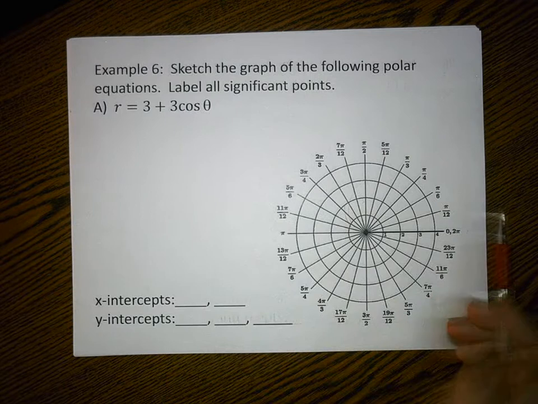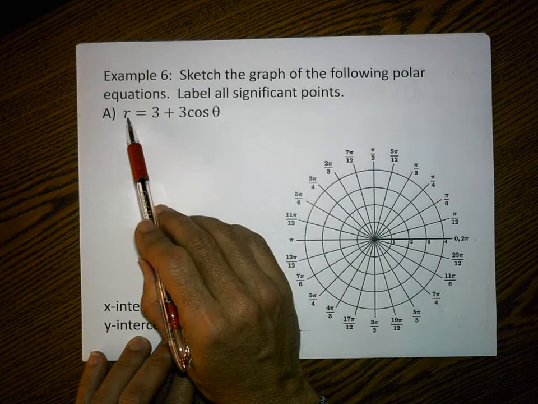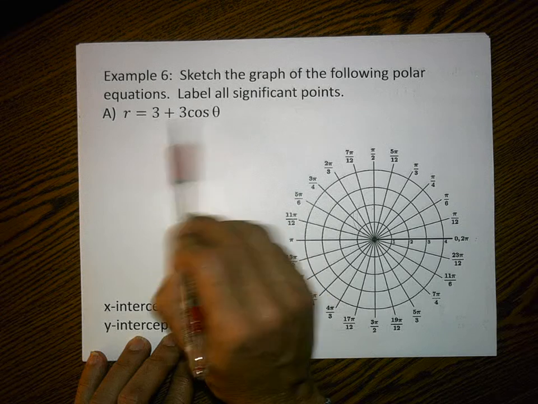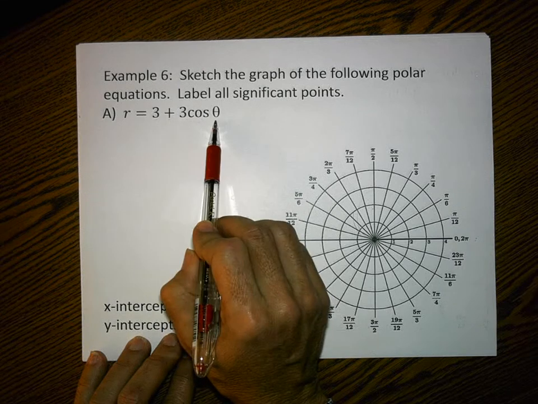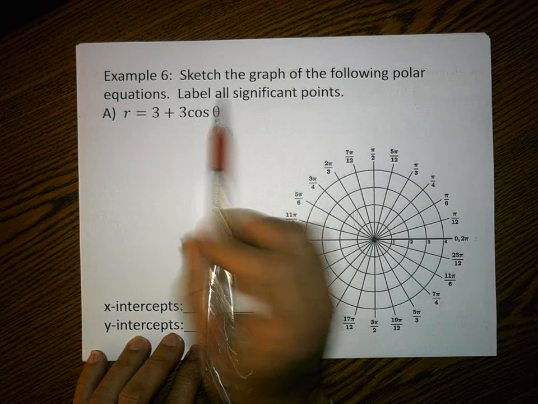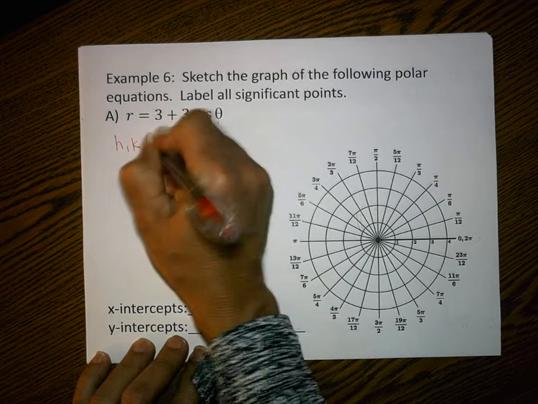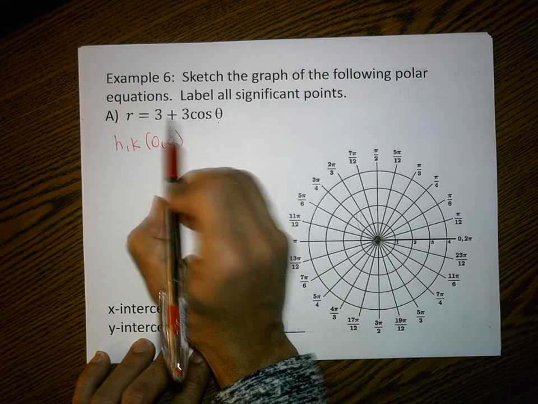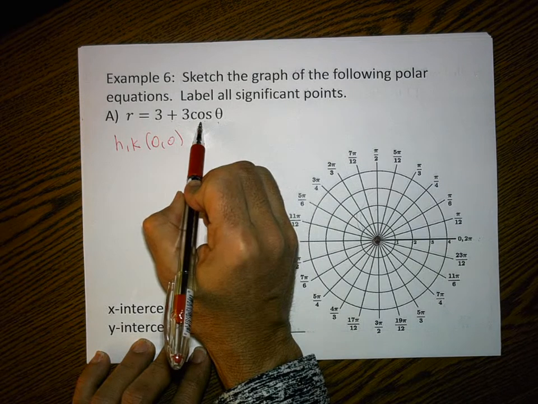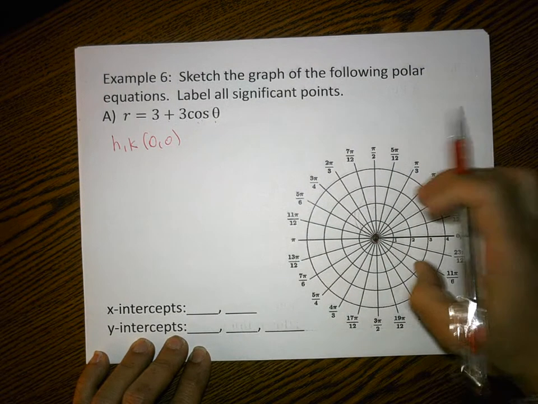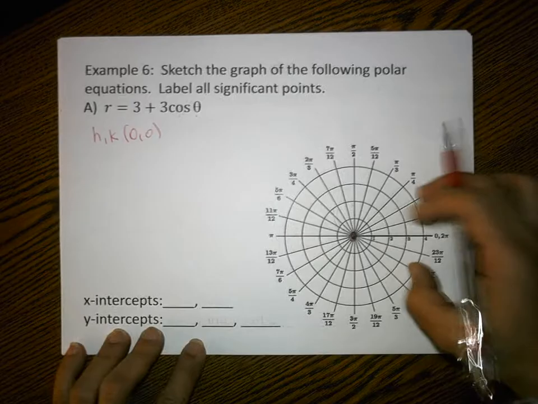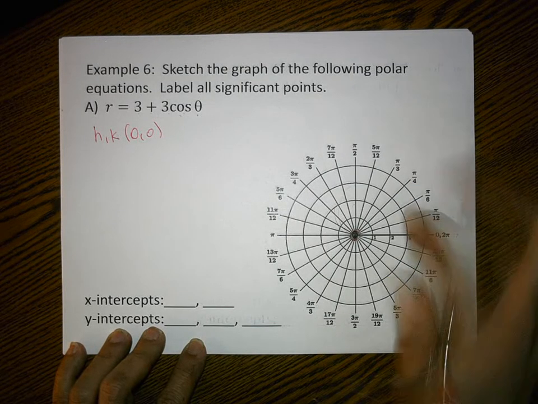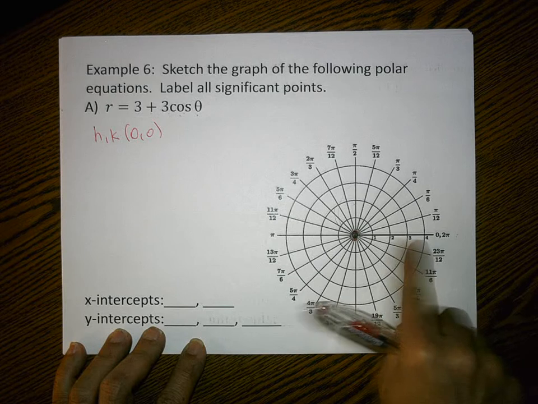Here we go. The equation is r equals 3 plus 3 cosine theta. So our starting point is 0, 0. Okay, our h and k is 0, 0. So that's my very first point. I have a positive cosine. Here in quadrants 1 and 4 is where my positive cosines are. So I'm drawing my cardioid here on the positive cosine pole.